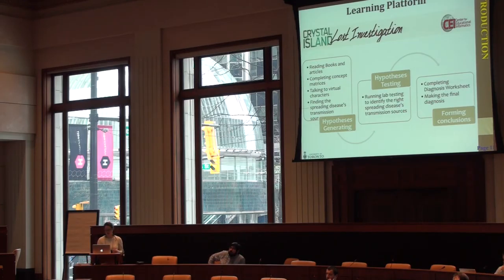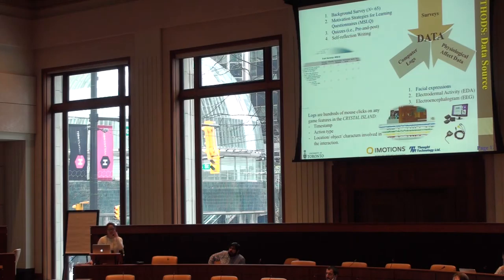So in terms of data collection, there are three types of data. First, surveys: we used a background survey and the motivation and strategies for learning questionnaire, and also a quiz, like a pre- and post-test, to look at their level of prior knowledge and how much they learned after playing the game. We also asked students to spend 10 to 15 minutes doing a little self-reflection writing on their learning and emotional experience.